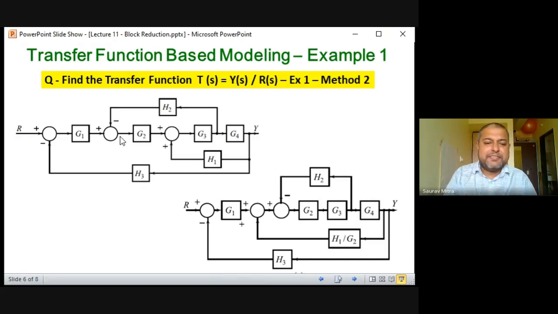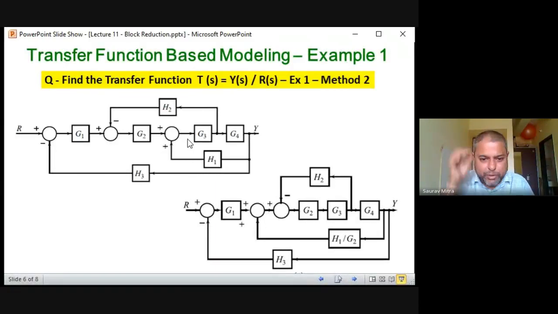Actually they have done two steps together. Very interesting thing, just check. First, they are bringing this summing point H1 before this G2. You can say that G2 has been shifted after the summing point. And we have seen that if we shift a gain block after a summing point, then G2 has to be represented in the feedback path as H1 by G2. So this G2 is shifted after the summing point, and that path has become H1 by G2. This is the first thing.